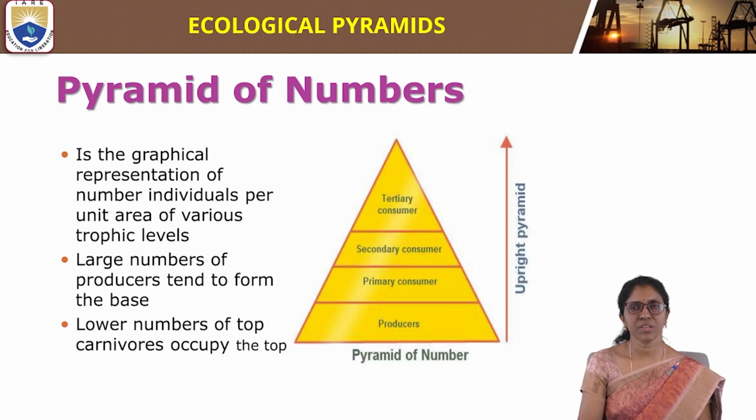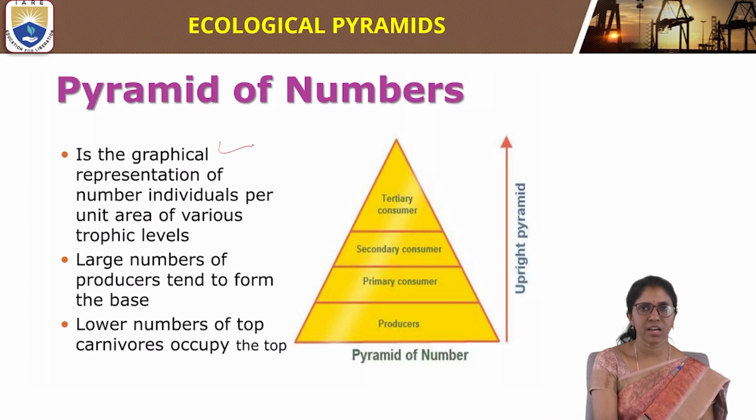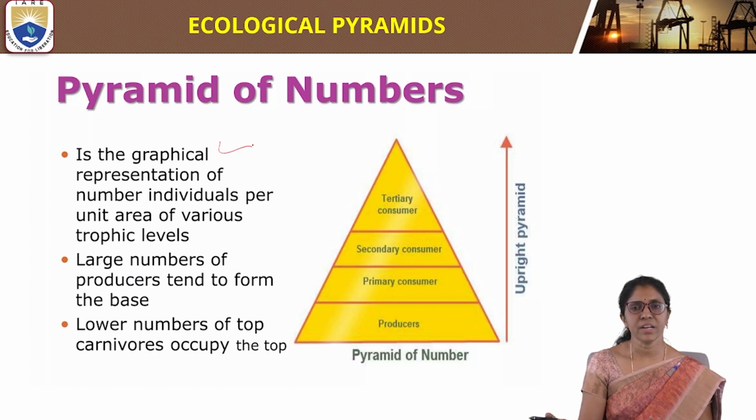The first one is the pyramid of numbers. What does pyramid of numbers mean? It is a graphical representation of the number of individuals per unit area of various trophic levels. So it indicates the number population, representing the number of individuals per unit area at various trophic levels.